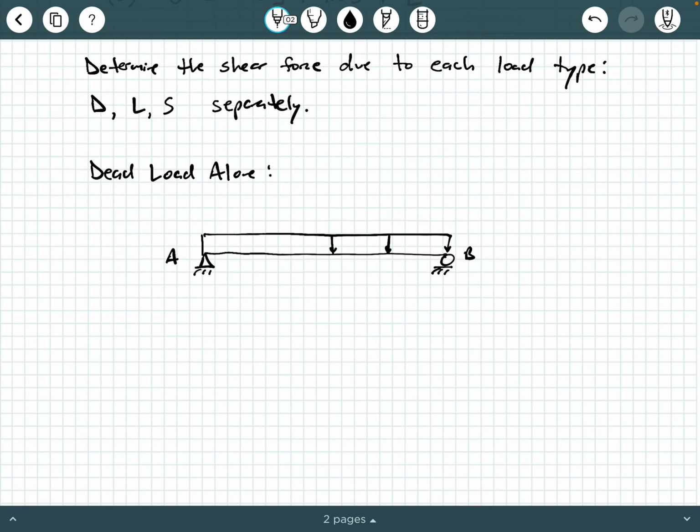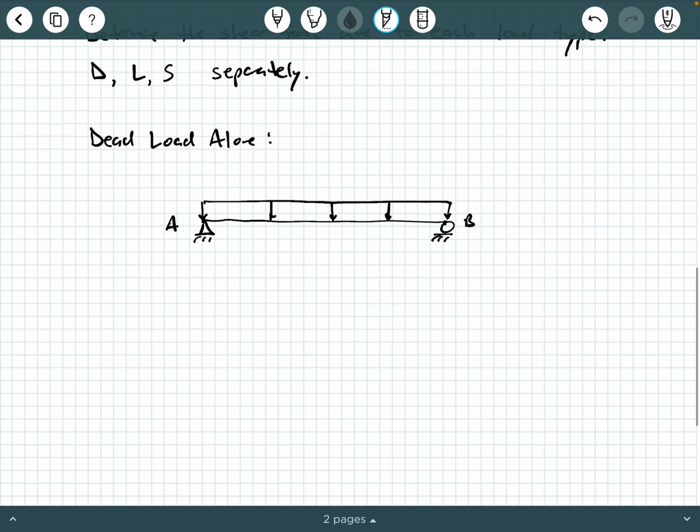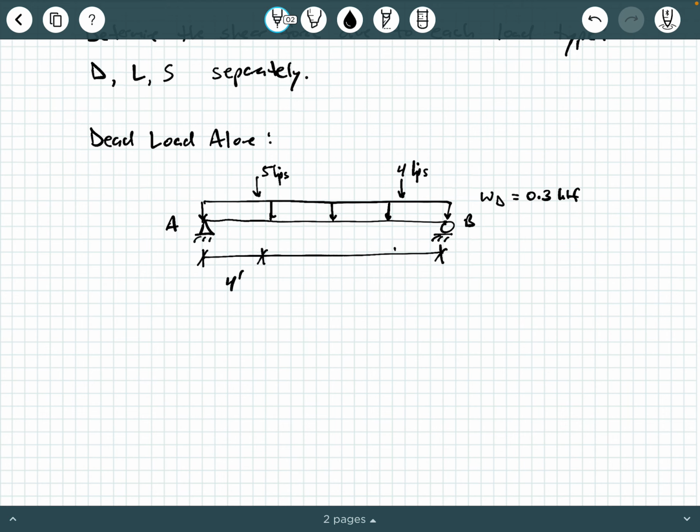And we have this uniformly distributed dead load, and if you remember when we applied that tributary width earlier, we said that that's 0.3 KLF. So W dead is 0.3 KLF. And then at the 4-foot marks, we had a 5 kip dead load and a 4 kip dead load. And here's 4 feet, 4 feet, and 7 feet. So this is our beam subject to the dead load alone.